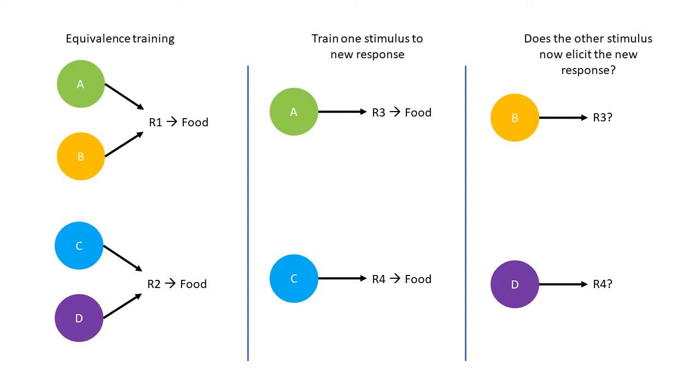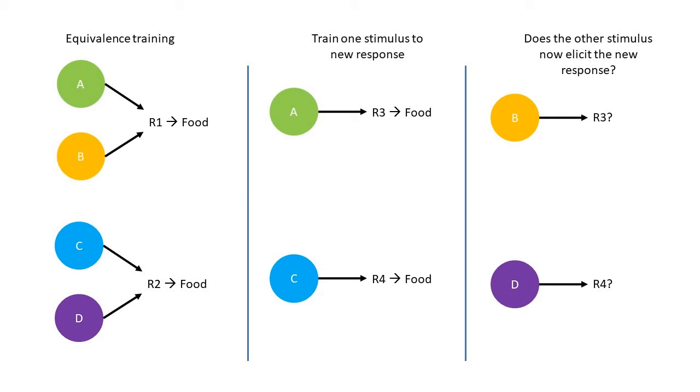So the design of this experiment can get kind of complicated, but I'm going to give you a simplified version just so you can follow along. Imagine that we have four stimuli, A, B, C, and D. We're also going to have four different responses, R1, R2, R3, and R4. In the first phase, we're going to train A and B with response 1 and C and D with response 2.